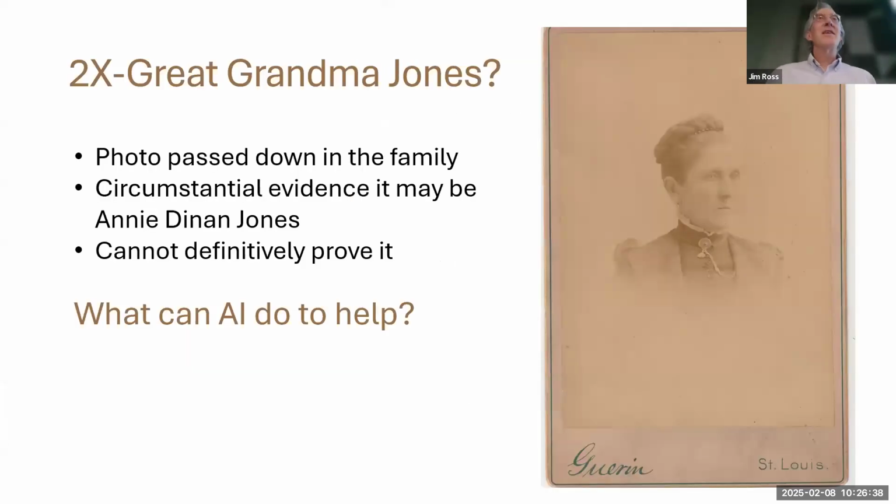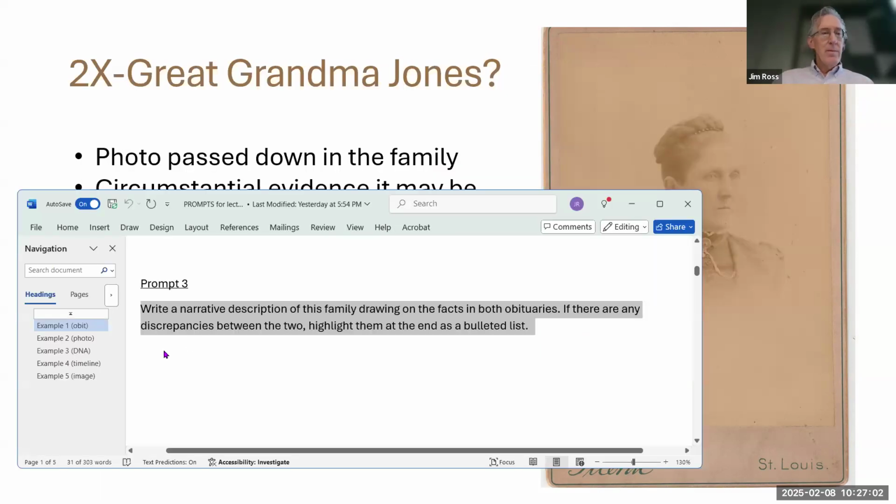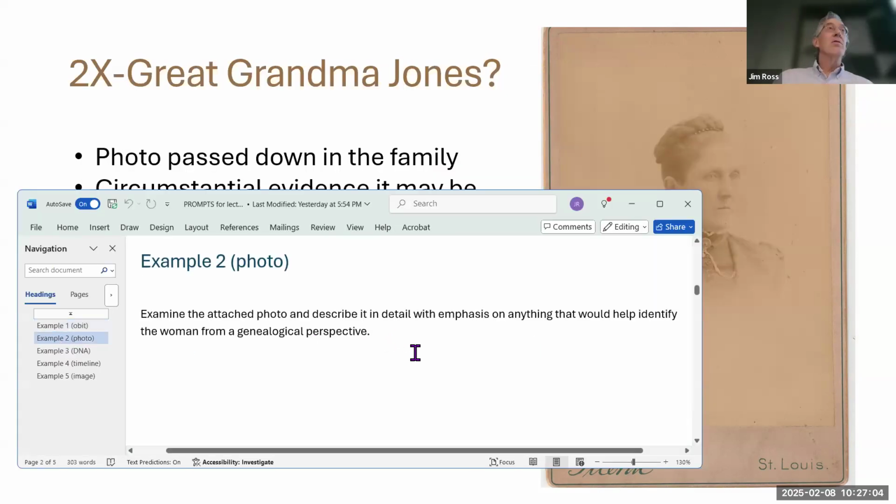So here is a photo that came down through my family. There's circumstantial evidence that it might be Annie Dinan Jones, my 2 times great grandmother. Yes, I am part Jones. Lucky me. But all right, so I cannot prove this is her. So what can AI do to help me? So let's go back to our preloaded prompts. All right, so I'm going to ask it, examine the attached photo, describe it in detail with emphasis on anything that would help identify the woman from a genealogical perspective.